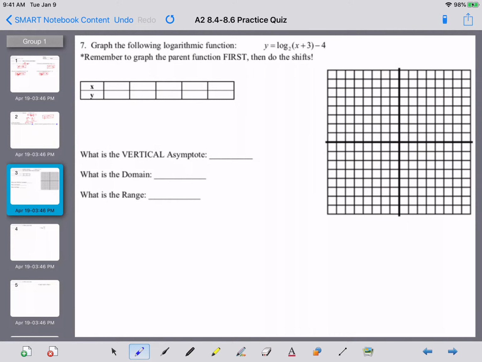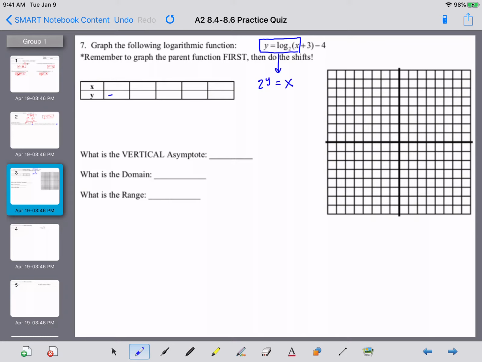Okay. Next problem is going to get into some graphing here. So we're going to graph this log function. First thing I always like to do is just put a box around the parent function, and then we're going to do some shifting. Remember, in order to graph logs, we actually switch it into an exponential. So this is going to be 2 to the power of y is equal to x. And that's why we plug in for our y values in our table.